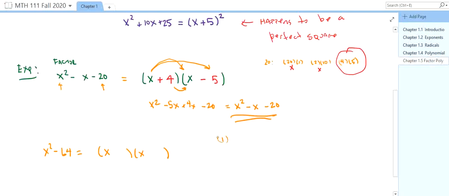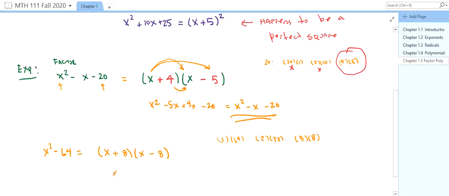Well, 1 times 64 would work. Maybe 2 times 32 is a possibility. Those are two factors. 8 times 8. Now that looks really promising, because notice we're missing the x term in this relationship. We just have x squared straight minus a constant. So if we stick an 8 times an 8 in here, 8 times 8 is 64. It needs to be negative. So one of these has to be negative. The other has to be positive.